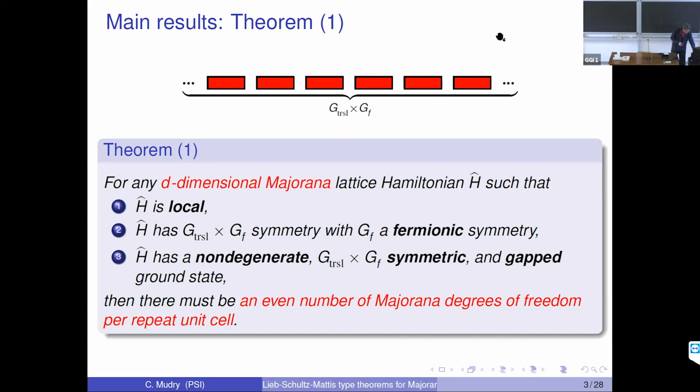So the unit cell is this rectangle colored in red here, and it repeats itself in a translation invariant way. And the symmetry group is the translation cross GF, and I put it underneath the underbrace, and the underbrace is covering the whole system, which is translation invariant. So that's the first theorem.